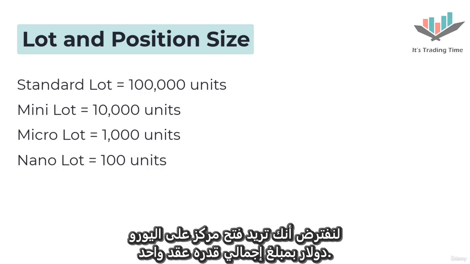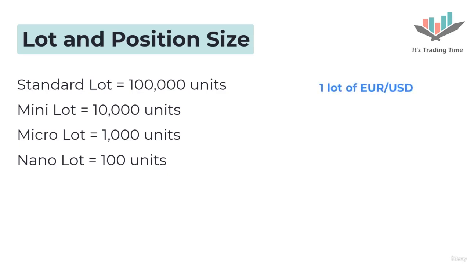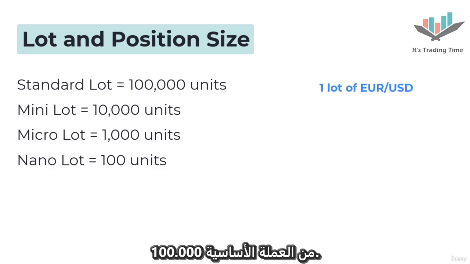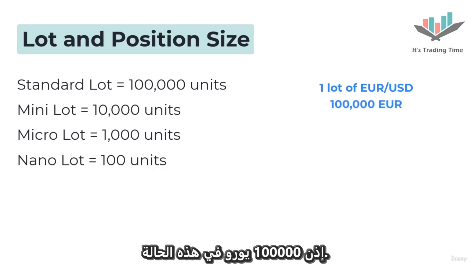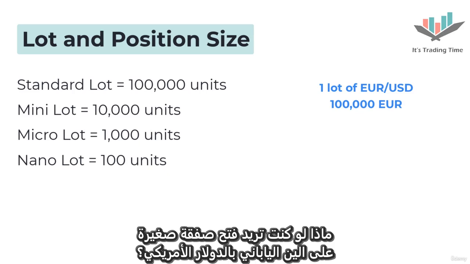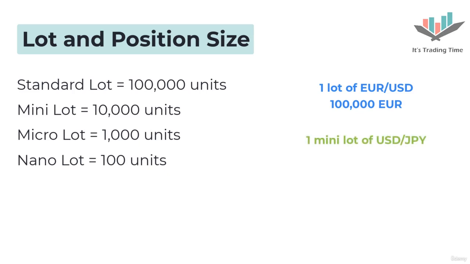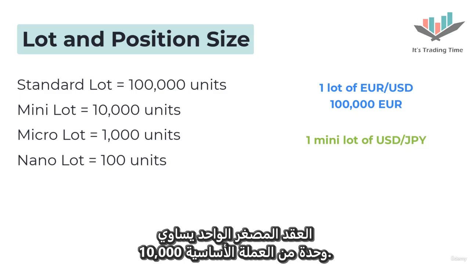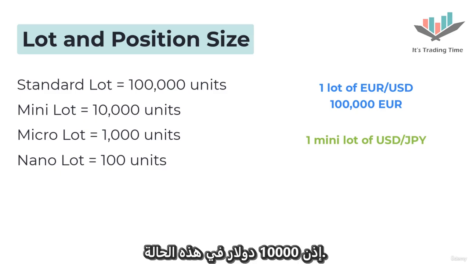Let's assume that you want to open a position on euro-dollar for a total amount of one lot. What's the value of one lot? 100,000 of the base currency, so 100,000 euros in this case. What if you want to open a mini lot on US dollar Japanese yen? One mini lot is 10,000 units of the base currency, so $10,000 in this case.